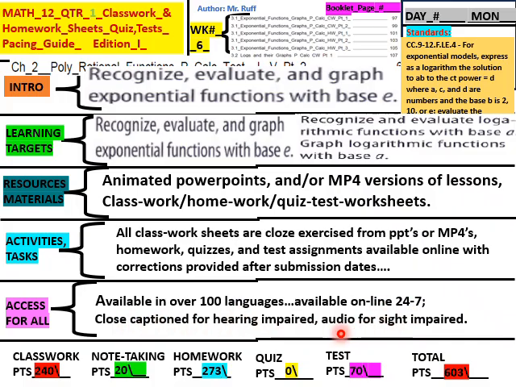Audio for sight impaired. And then classwork points are 240. Note taking is 20 points. Homework is 273 points of homework. Quiz 0. Test. You have a test here of 70 points. So your total for week 6 is 603 points.